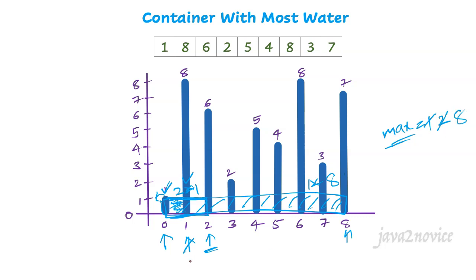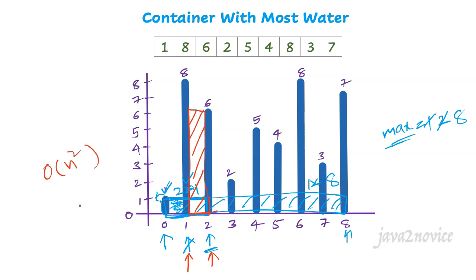In the next outer loop iteration, the pointer will start from here and the inner loop pointer will start from index 2. This is the possible container we can form here. We will calculate its area. We will update the max value if the calculated area is bigger than this. Like this, we will calculate the container area in every iteration to identify the max area. This is the brute force way. The time complexity is order of n square in the worst case.